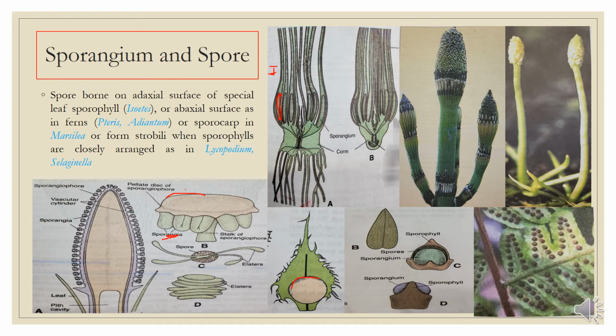This is the strobilus of Equisetum, and this is the strobilus of Ophioglossum. We see that they have compact sporophylls arranged together to form the strobili. This is how the sori of the fern are born together. And here, this is the structure of a spore.